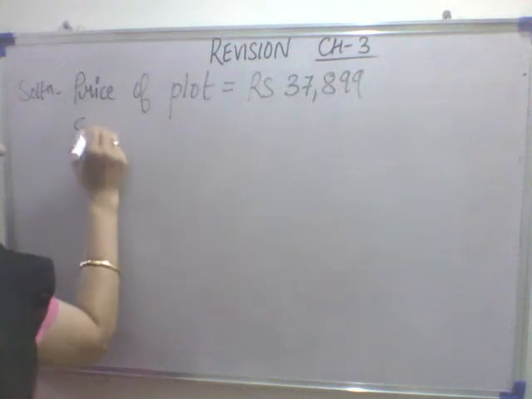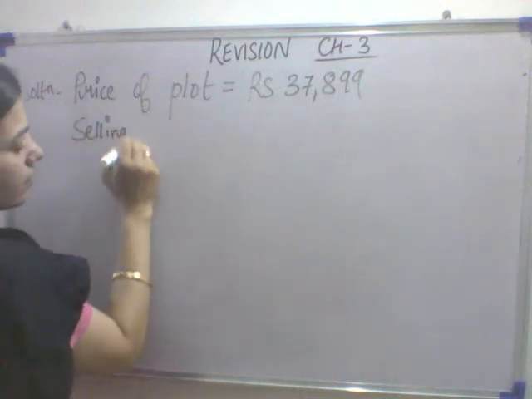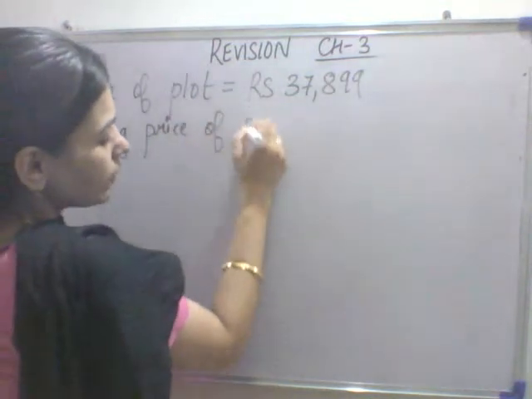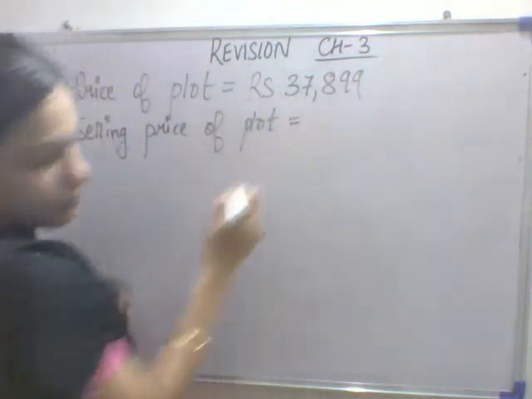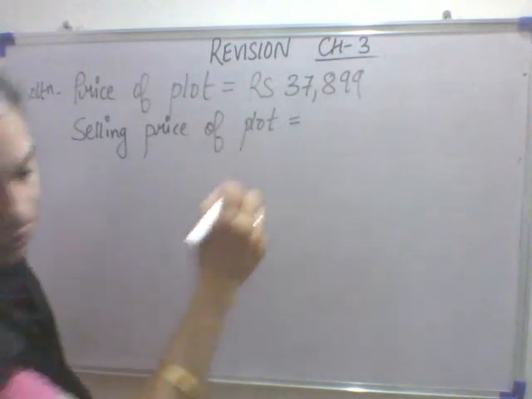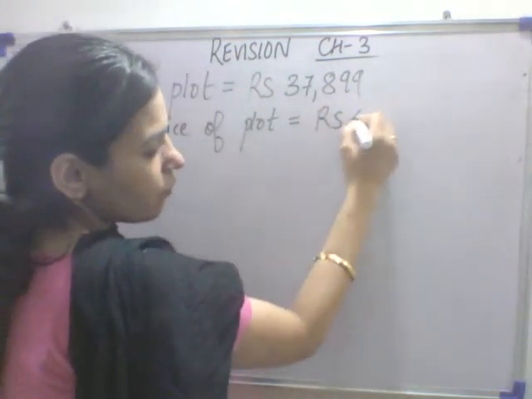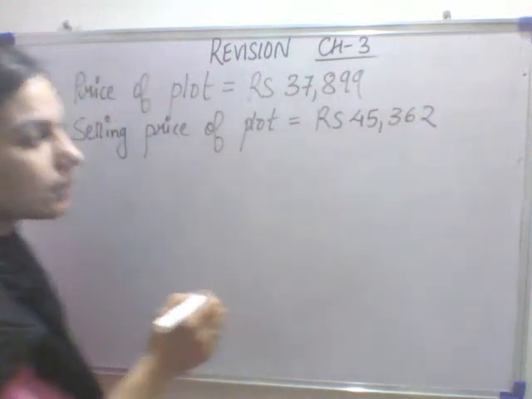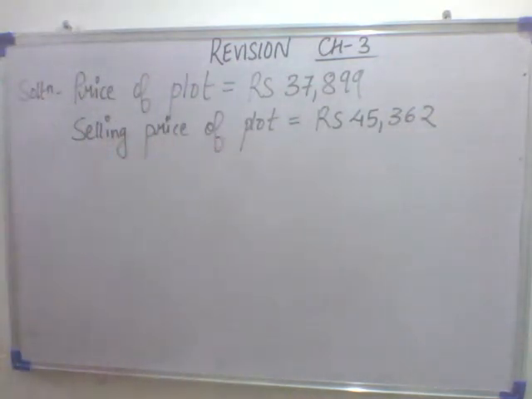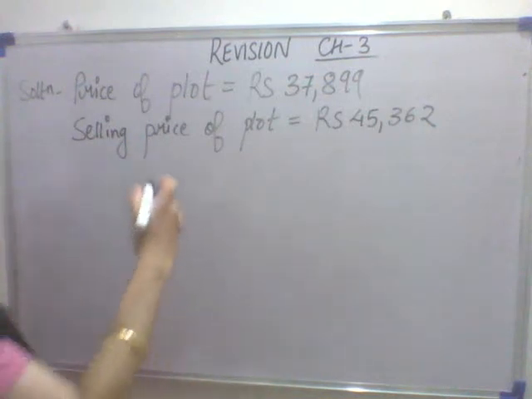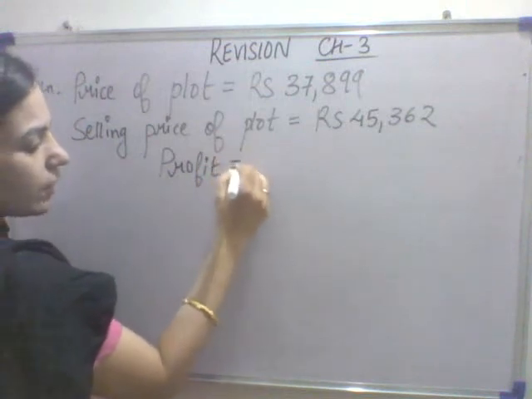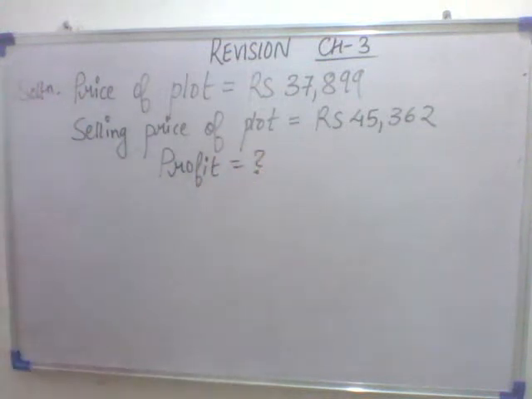The man sold this plot, it means the selling price. What is the selling price of the plot? It is also given. It is rupees 45,362. This is the selling price of the plot. How much profit did he earn? You have to find the profit.